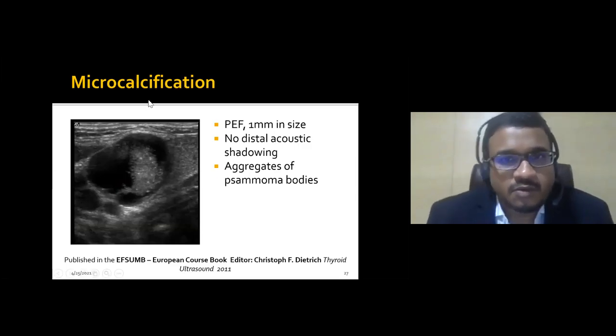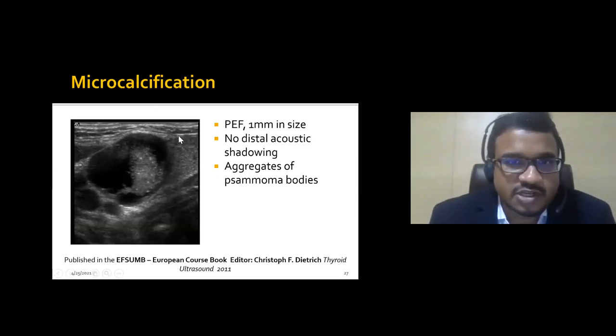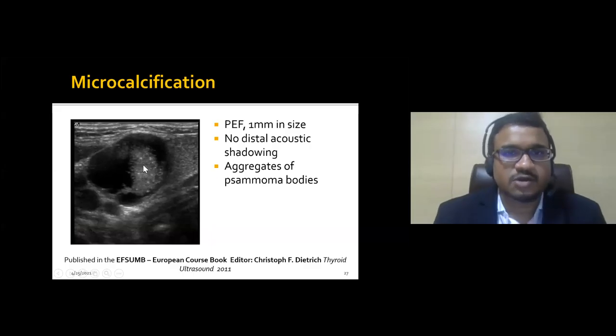So now we'll discuss the microcalcification. Here, this is the thyroid gland that you see, and inside that you have a lesion. This is the nodule. The nodule has a cystic component, that is the anechoic part here, and also a solid component. The echogenicity of this solid component is similar to the thyroid, so isoechoic, but you see these small punctate echogenic foci. These whitish things are the microcalcifications.